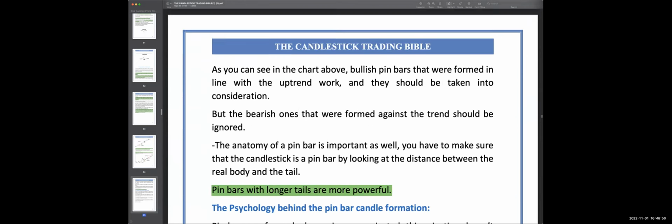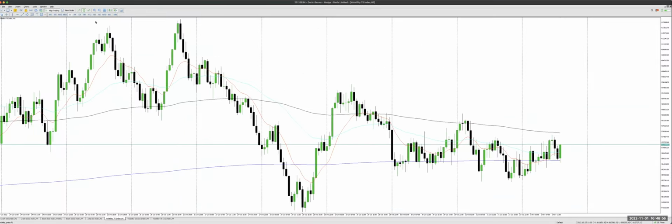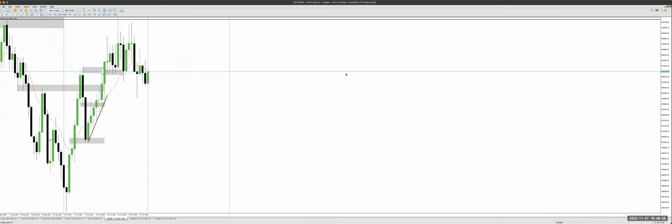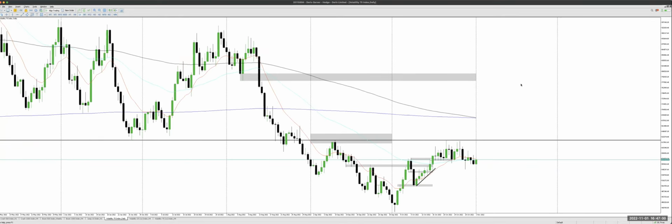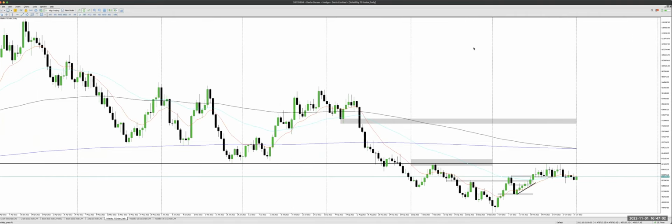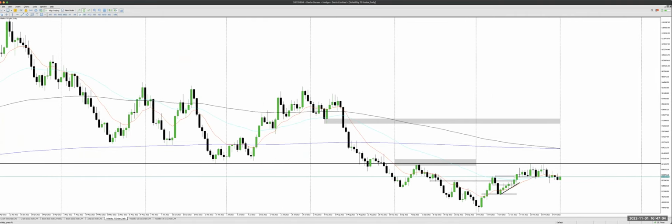So before we get into the psychology, let's just switch to the charts. Let's see if we can get an example with pin bars from a high time frame. This is a volatility index chart. Let's see. Do we agree that on this part we are in a downtrend? Right. Once we agree that we are in a downtrend, what we are now looking for is pin bars.